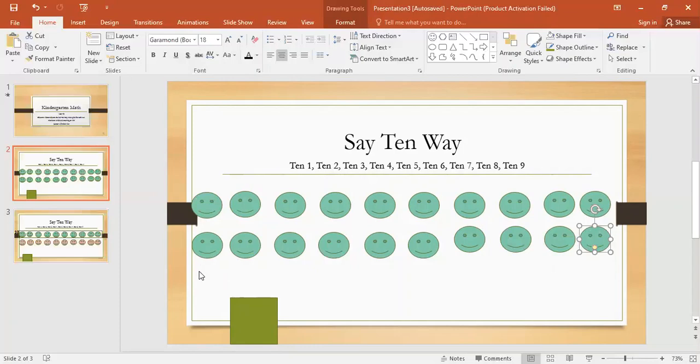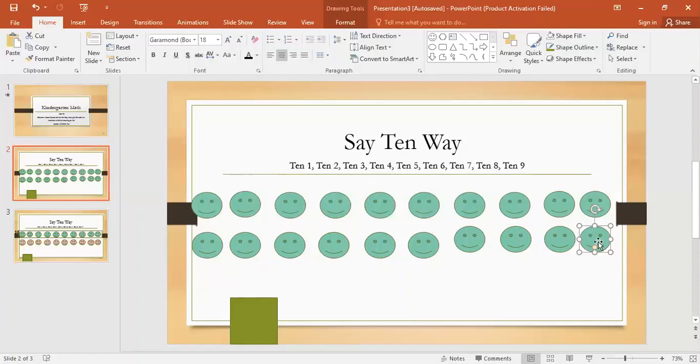All right, go ahead along with me. One more time, we're just going to count again the say 10 way. All right, so I know we have 10 blue smiley faces. Now I'm at 11. You ready? 10, 1, 10, 2, 10, 3, 10, 4, 10, 5, 10, 6, 10, 7, 10, 8, 10, 9, 2, 10.